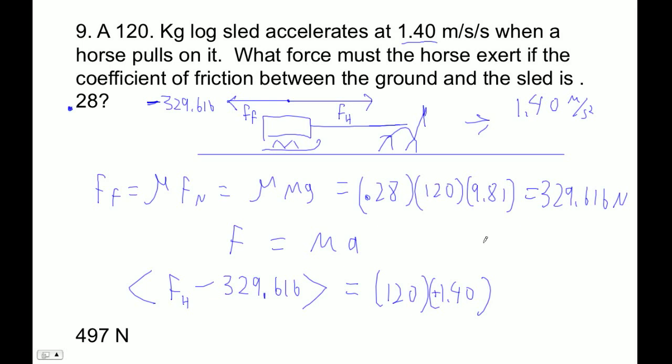I get 497.616. So F equals 497.616, which would be about 498 newtons. I think the small discrepancy here is just that this used 9.80 and this is using 9.81. Anyway, there you go.